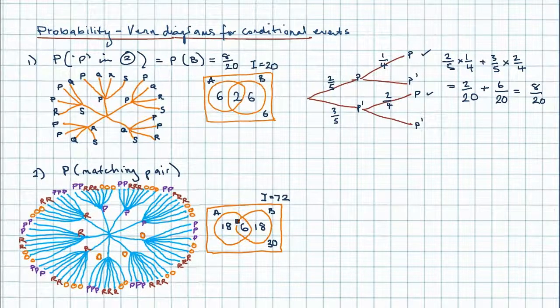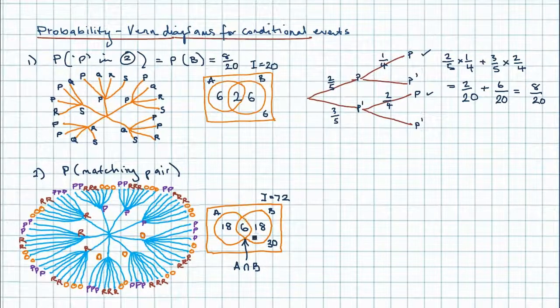So considering just the purple socks to start with, well, if I'm drawing both a purple sock in the first round and the second round, it must be this central region here. In other words, 6, the intersect region. So we call this A intersect B. Okay, that's the notation for that central area there.